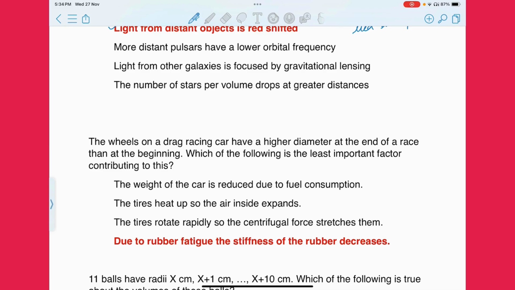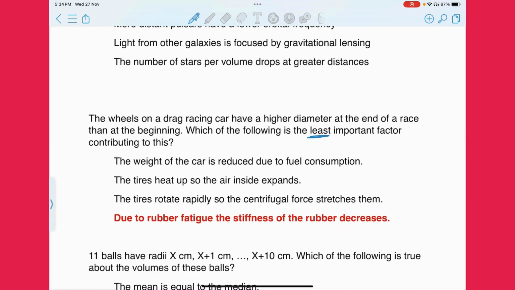Second option, the wheels on a drag racing car having a higher diameter at the end of a race than at the beginning. Which of the following is the least important factor contributing to it? The weight of the car is reduced due to fuel consumption? Yes. The tires heat up so the air expands? Yes. The tires rotate rapidly so the centrifugal forces? Yes. Due to rubber fatigue, the stiffness of the rubber decreases. No, this won't contribute to the change in the diameter of the wheel. It will, but not as majorly as these three factors will. So this will be contributing the least.